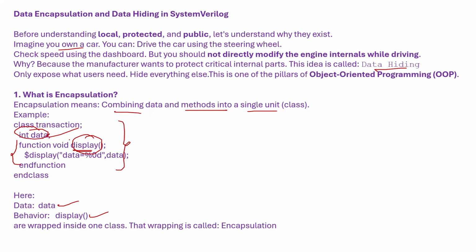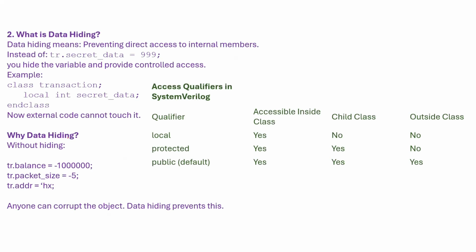That means I am representing my members. I am calling the members through my method. The method displays whatever members you are utilizing in your class, right? Clear? So what is data hiding? Data hiding means preventing direct access.